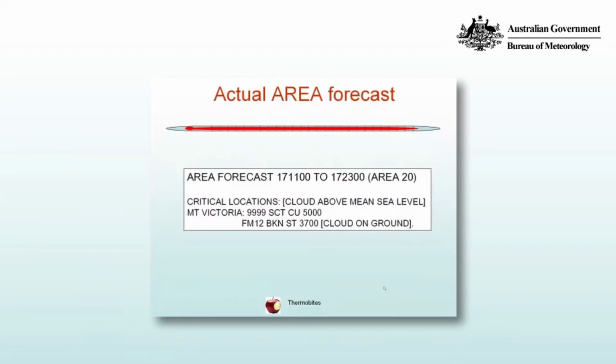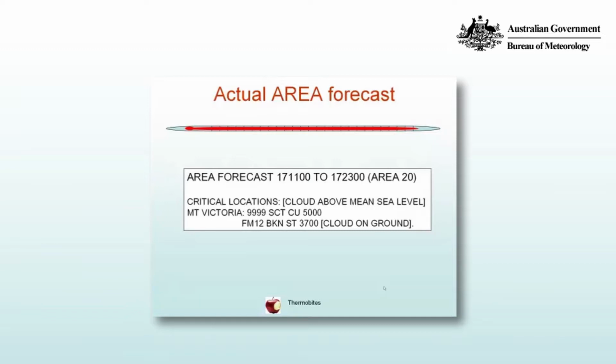So here's an actual area forecast, and it's area 20, which is for northeastern New South Wales, from 11 UTC to 23 UTC, so it's a 12-hour forecast. And here's a forecast for the critical location for Mount Victoria, with cloud above mean sea level. So conditions for Mount Victoria are 9999, which means there's 10 kilometres visibility in the horizontal, and scattered cumulus at 5,000 feet above mean sea level. So scattered means it's 3 to 4 oktas.